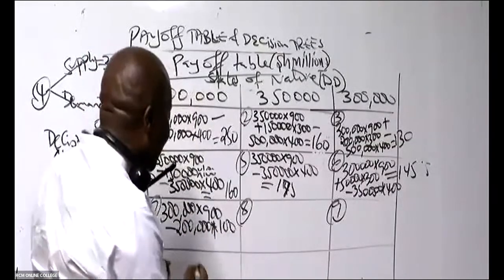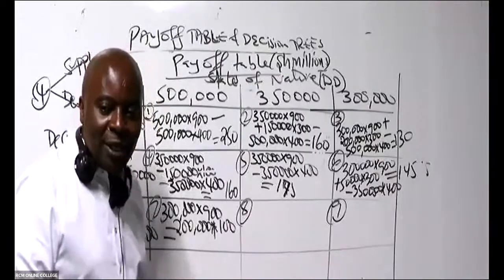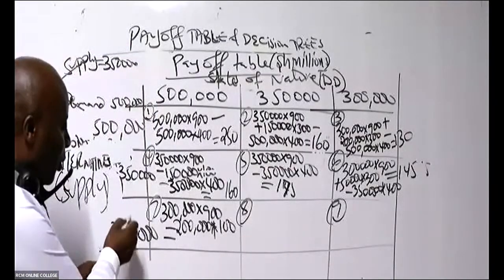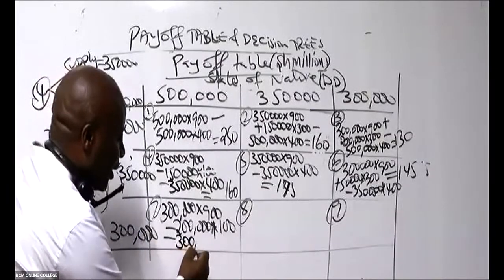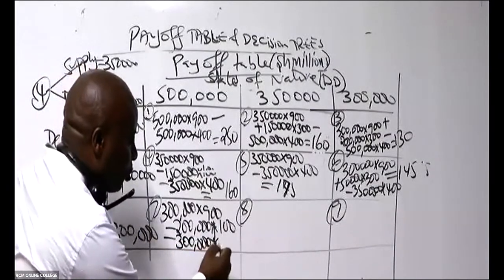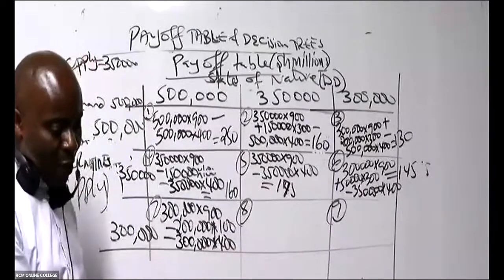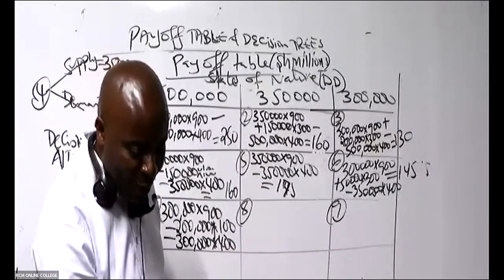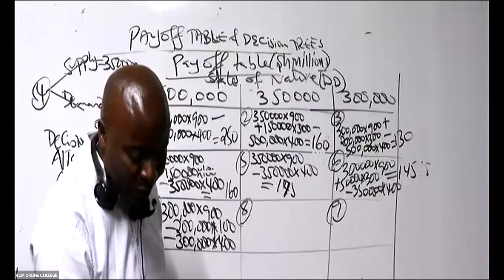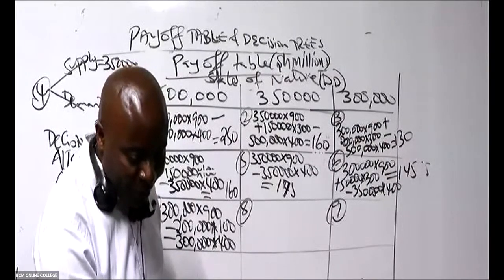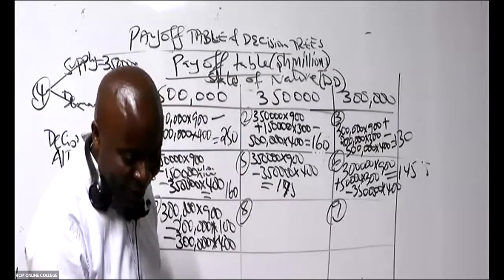All right. And then now minus the cost of production. Cost of production is always pegged on the supply. So minus 300,000 times the cost of production of an umbrella, which is 400. Which then at the end of the day will give us what figure? 130,000.